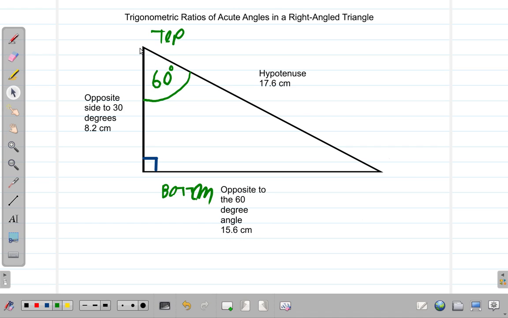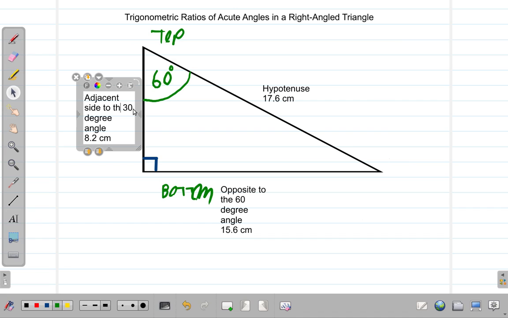Now, this side is running alongside the 60 degree angle. So it changes from opposite to adjacent now. So this is the adjacent side to the 60 degree angle. And then of course this remains the hypotenuse. Always the hypotenuse. And I should change this 30 to 60. Everything in place now. Okay, nice.